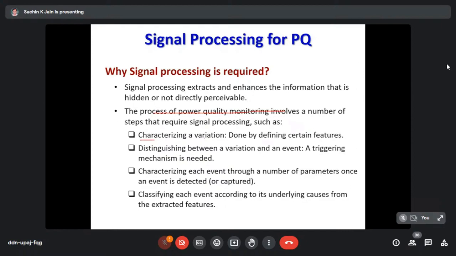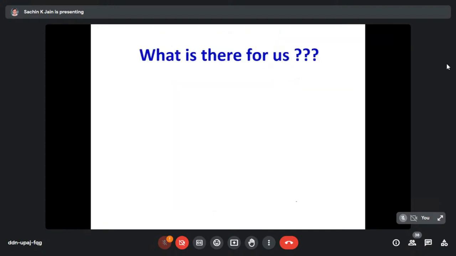For example, characterizing a variation. Suppose we have some variation, then to characterize it, then distinguishing between variation and event. Event means sag, swell, or tripping or switching. So just to distinguish between these things, we need some classification techniques or some triggering mechanism. Then characterizing each event through a number of parameters once the event is detected, to distinguish whether it is flickering or some other frequency variation, and to classify each event according to its underlying causes from the extracted features. That's why signal processing is required.